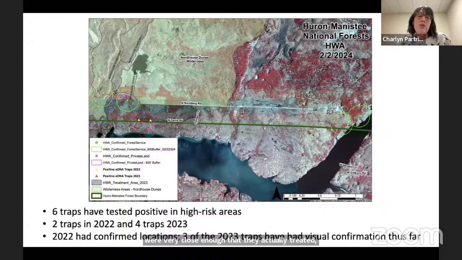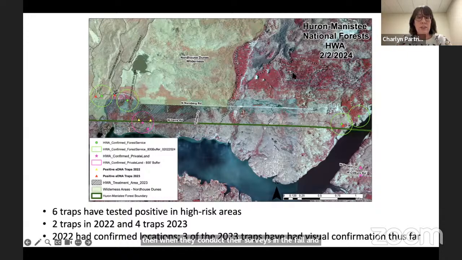In 2023, we had 4 traps that came back positive. So those are indicated by the red triangles here. And typically what happens is when we get a positive hit, we will contact our partners and we will say, we got a positive hit. Here are the GPS locations for the positive traps. And then when they conduct their surveys in the fall and winter, they can focus in on those areas.